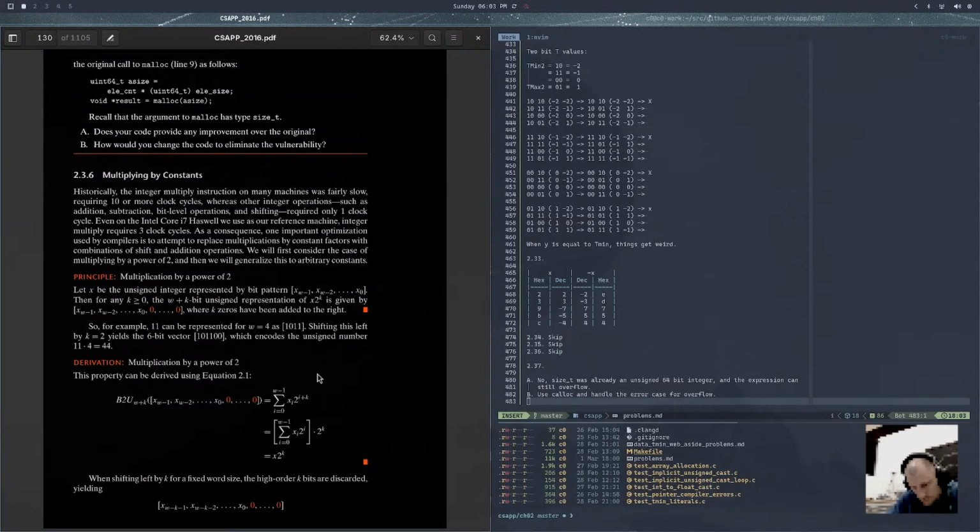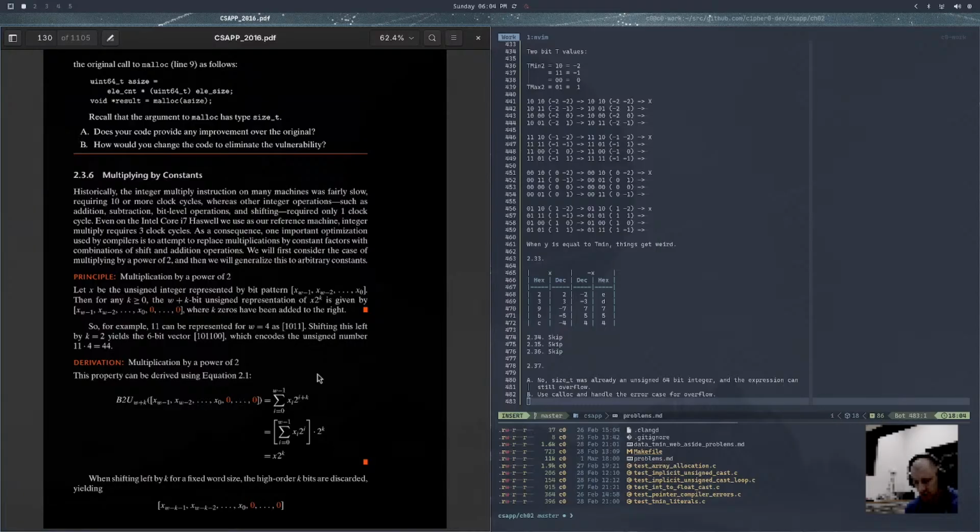Okay. So we're doing multiplication by constants. We can do a combination of left shifts and additions. We first consider the case of multiplying by a power of 2, and then we generalize this to arbitrary constants. Let x be the unsigned integer represented by a bit pattern. Then for any k, with a w plus k bit unsigned representation.